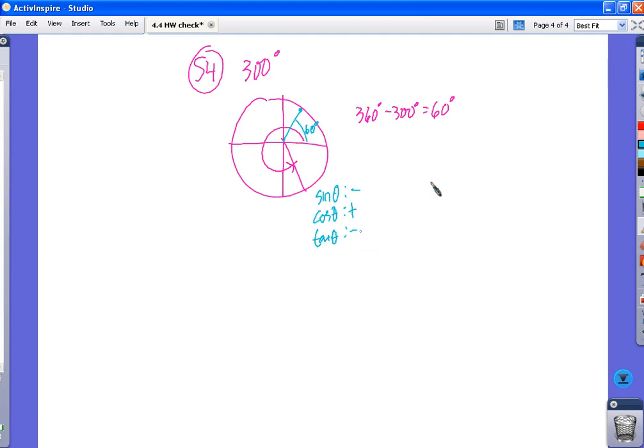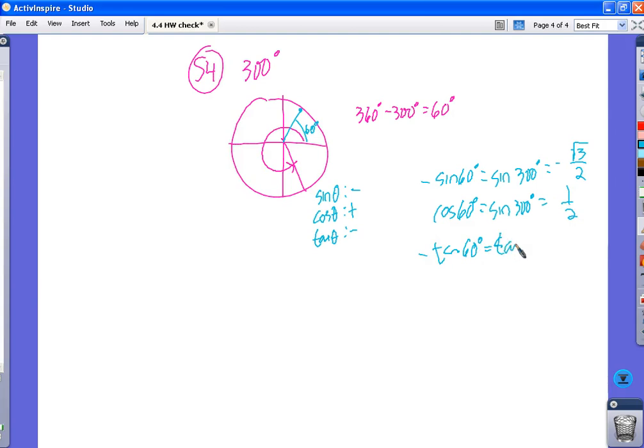Okay. So if we take the sine of 60 and we make it negative, that will give us the sine of 300. And the sine of 60 is? Negative square root of 3 over 2. If we take just the cosine of 60, not negative, that's the cosine of 300. That is 1/2. The negative tangent of 60 is equal to the tangent of 300. Negative square root of 3.